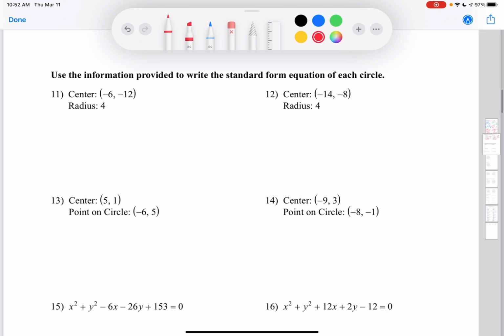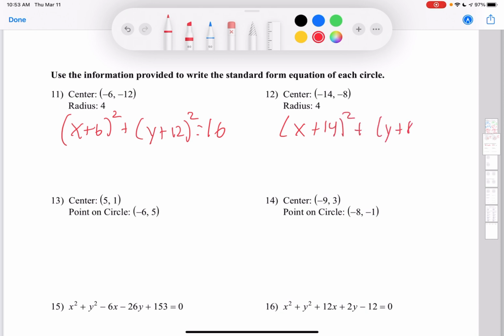So now we have to write it in standard form, given the radius and different things. In the case we're given the radius, it's pretty straightforward. So x plus 6 squared plus y plus 12 squared, r squared is 16. Done. Same thing with this one, pretty quick. x plus 14 squared plus y plus 8 squared equals 16. Done.